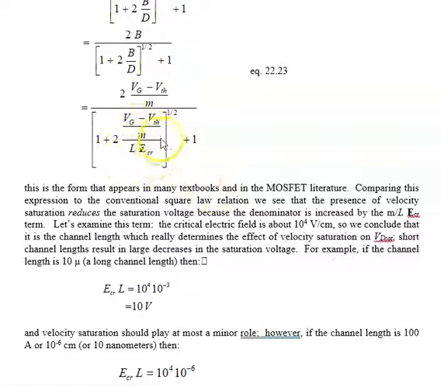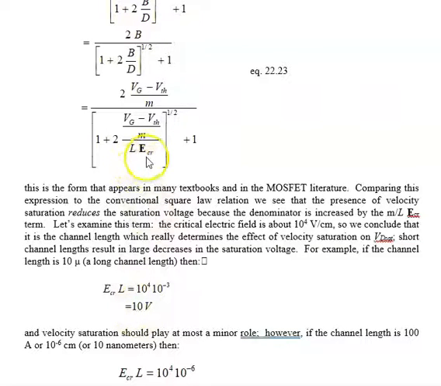This is the critical term right here. So if we have a length, for example, of 10 microns, that's really, really long. In fact, that's actually ridiculously long. Then E critical, which is 10 to the 4th volts per centimeter, multiplied by L, which is 10 microns, 10 to the minus 3 centimeters, would give approximately 10.